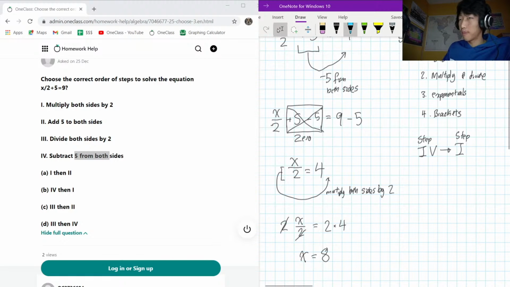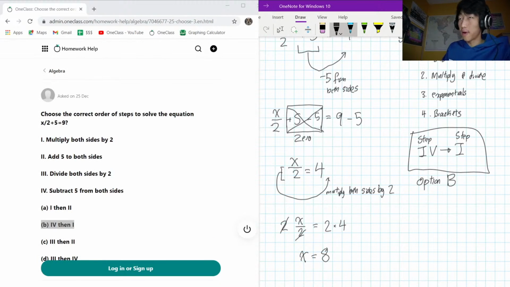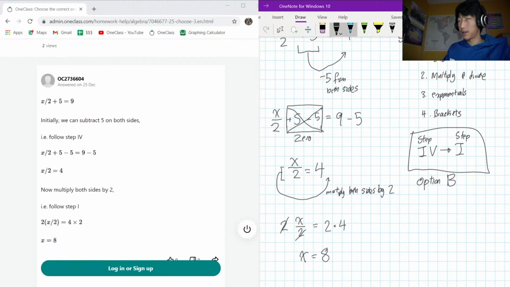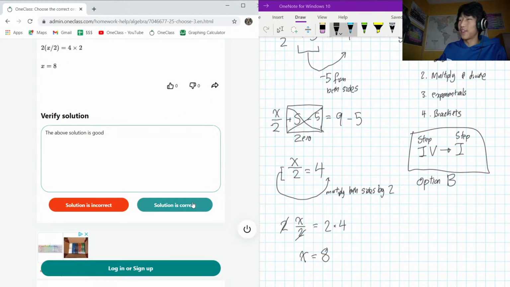So which one of our multiple choices corresponds to step 4 then step 1? Well, it's got to be B. So this is option B. And that would be a question complete. It's a fairly straightforward multiple choice situation, and that would be how we solve it. So it's got to be B, and x is equal to 8 once you finally solve this whole thing. Okay, so the above solution is good. Ain't that a beautiful thing? I think it is.